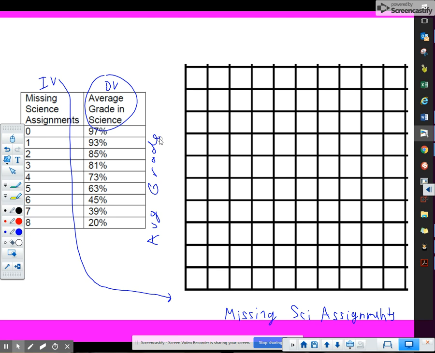Let's put a title on there because that tends to be the thing people forget the most, and you usually want to include your two variables. So you want to include your independent variable and your dependent variable. So in this case, it's going to be missing assignments versus average grade.